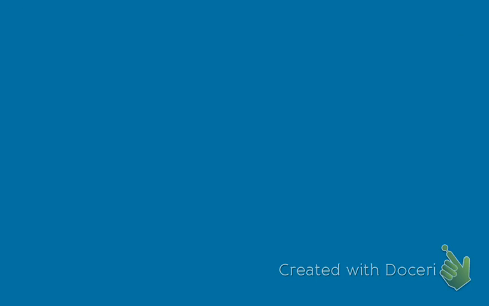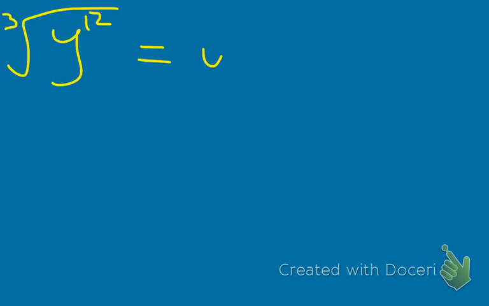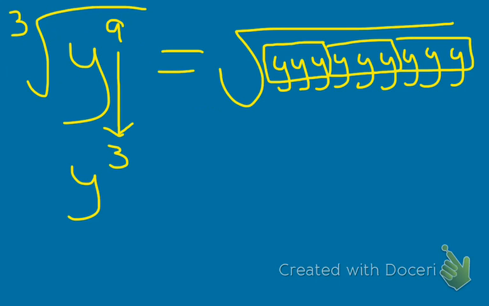So if I went y to the 12th, and I'm taking the cube root of that, it'd be y to the 4th. Y to the 4th, because we're going to take 12 divided by the 3. That's exactly right. So let's go back to a couple of these.